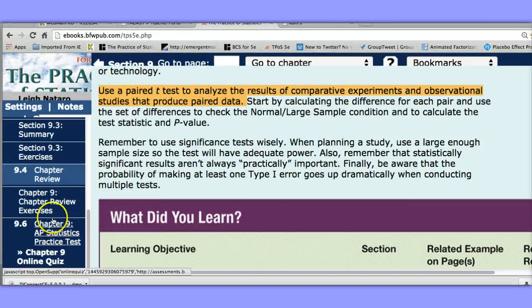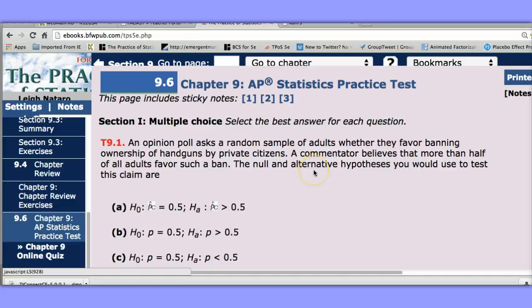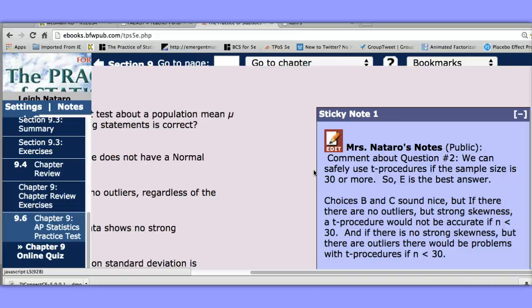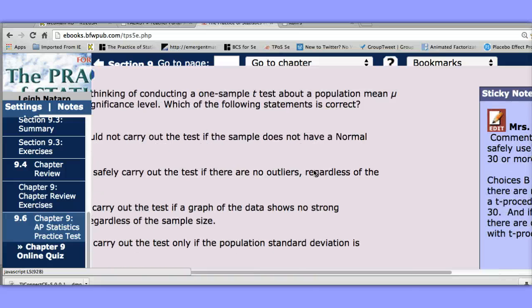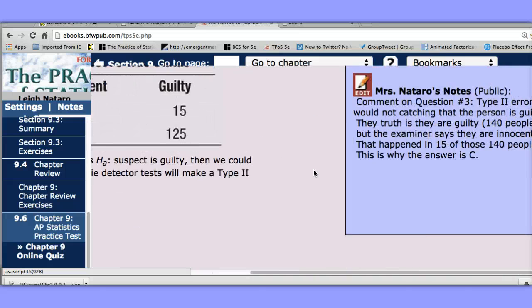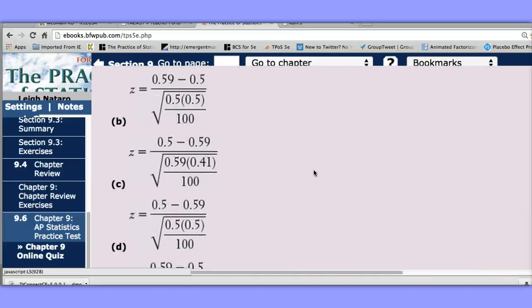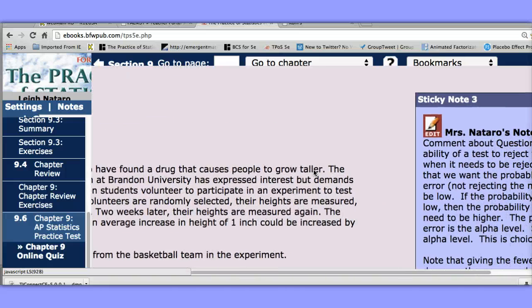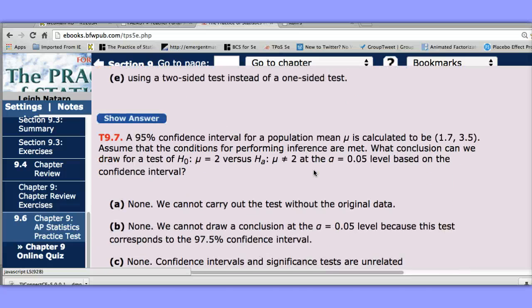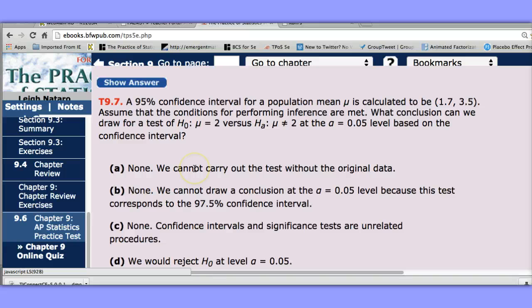The other thing I want to point out is that in this practice test in your book, I did add some sticky notes to this test, so you can read the comments I made about a few of the questions here. I think I made comments about 3 of the questions. Question 2 and 3 I made a comment on, and it looks like question number 6, which had to do with increasing the power of a test. So I highly recommend that you go back and take a look at some of these multiple choice questions that are within your book. And if you have any questions, just try to find me before school.